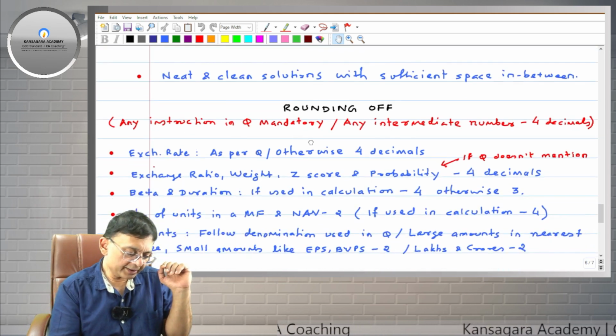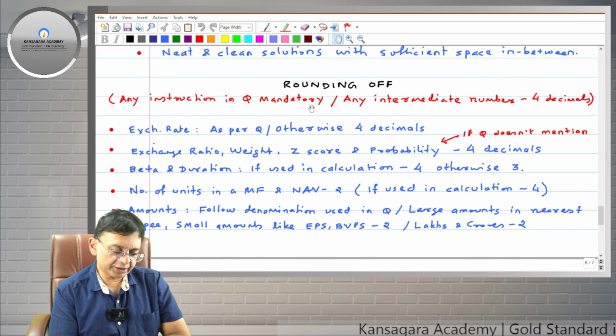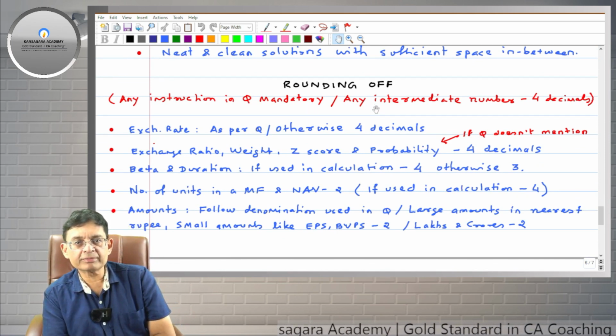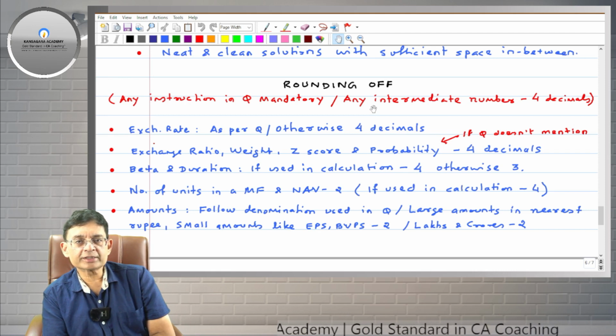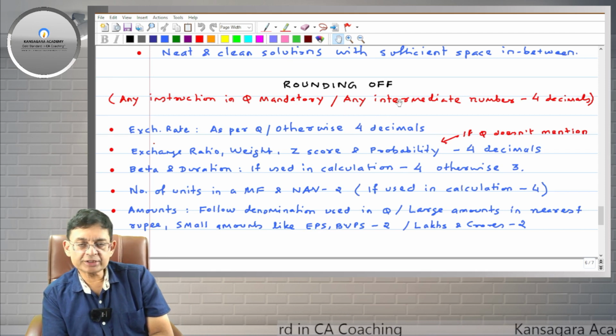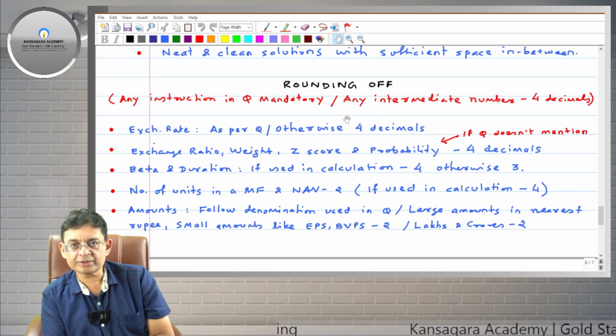Okay, now finally some rules relating to rounding off. So here any instruction in the question is mandatory, and any intermediate number means that you calculate something but it is not the final answer, it is used in arriving at the final answer, then such intermediate numbers should be calculated up to 4 decimals generally.